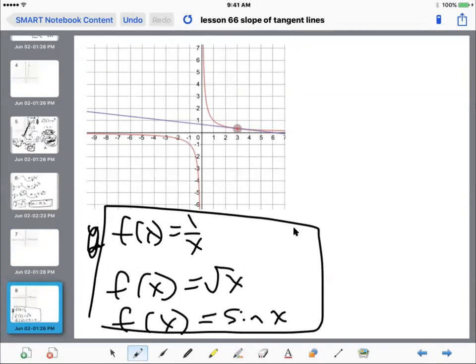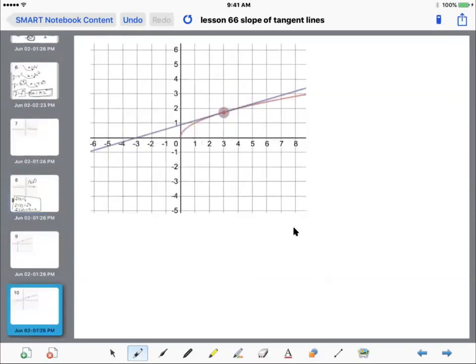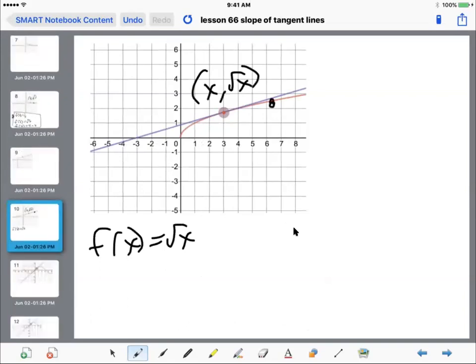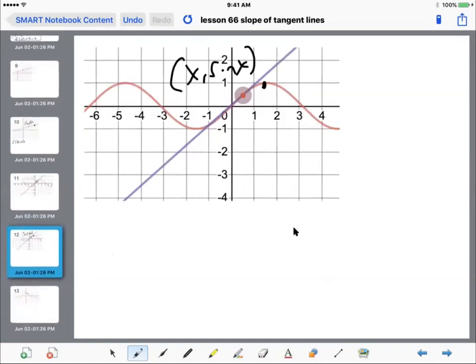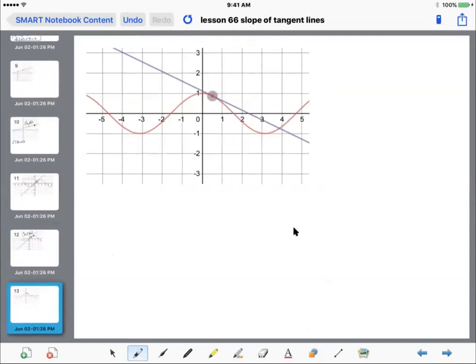So here's what the 1 over x situation is. The point x comma 1 over x is the first point. Then over here, I have f of x is equal to root x. So this point is x comma root x. And then this other point, you talk about that. And then I have this one. This point is x comma sine x. And this other point. And I think I have one more, a 4th one, which is cosine. Yeah, that'll be a new thing. So this is x comma cosine x.